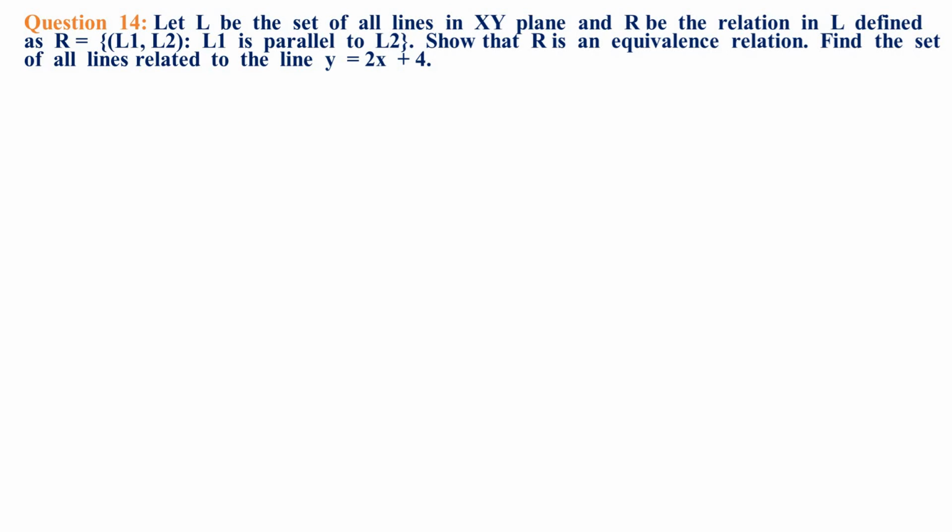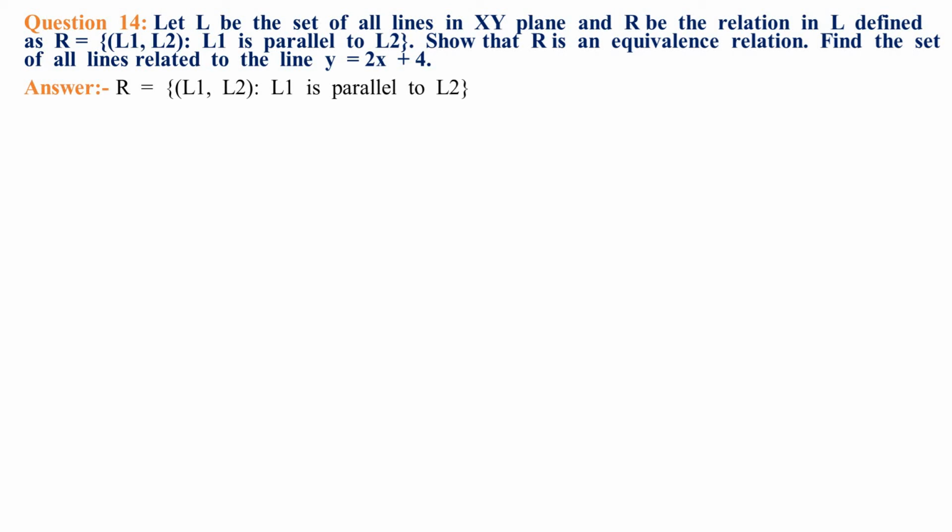Let L be the set of all lines in the xy plane, and R be the relation in L defined as R equals the ordered pairs (L1, L2) where L1 is parallel to L2, so that R is an equivalence relation. Find the set of all lines related to the line y equals 2x plus 4. Okay, so first check.